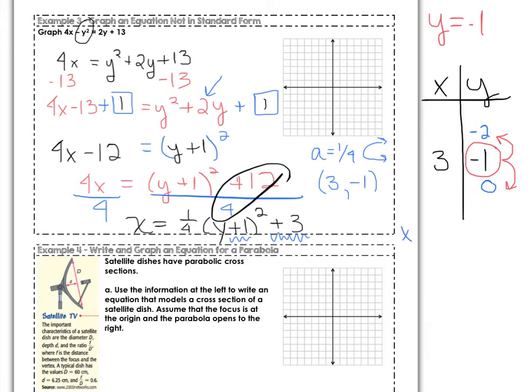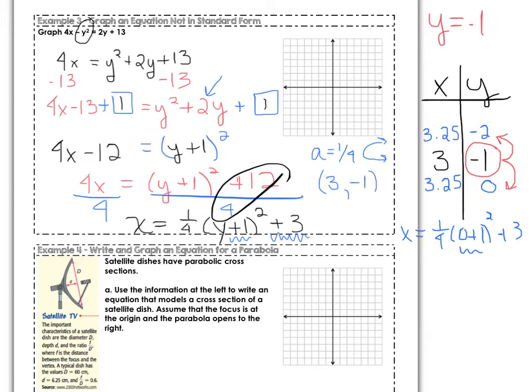So we're going to plug in our y value of 0 to our equation. 1/4 of this quantity plus 3. So then we get an x value of, well, 0 plus 1 is 1, 1 squared is 1, 1/4 plus 3, so 3.25. Both of these have an x value of 3.25, okay?